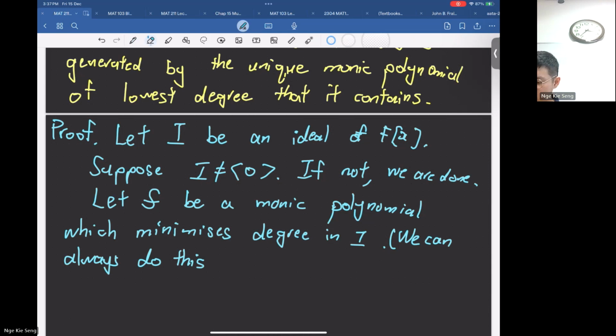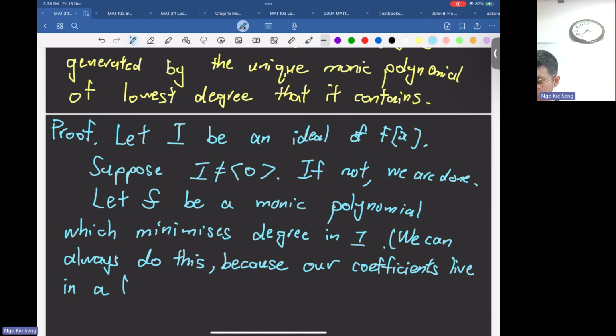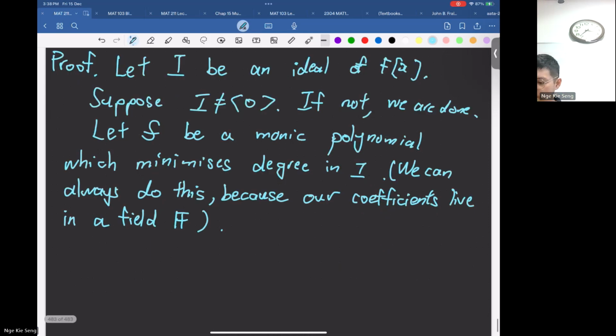because our coefficients live in a field, F. All right. So we want to show that I is exactly the ideal generated by f. Okay, so this is our goal.